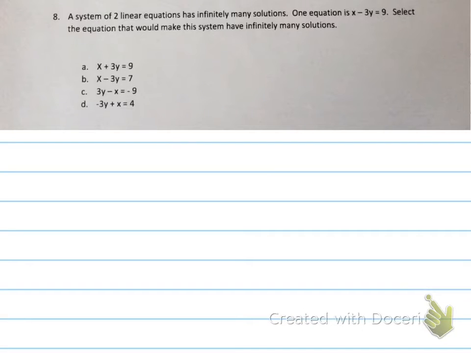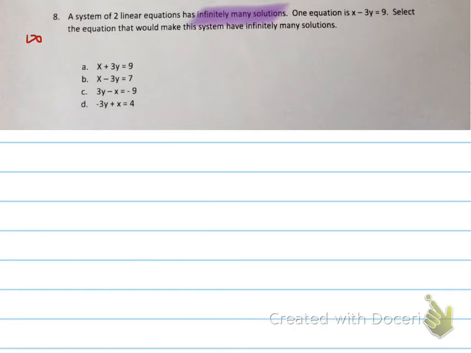Alright, a system of two linear equations has infinite. What does this mean? Infinitely many solutions. That's when any number we plug in gives us a solution. So there's more than one. So there's one solution, no solution, or infinite.